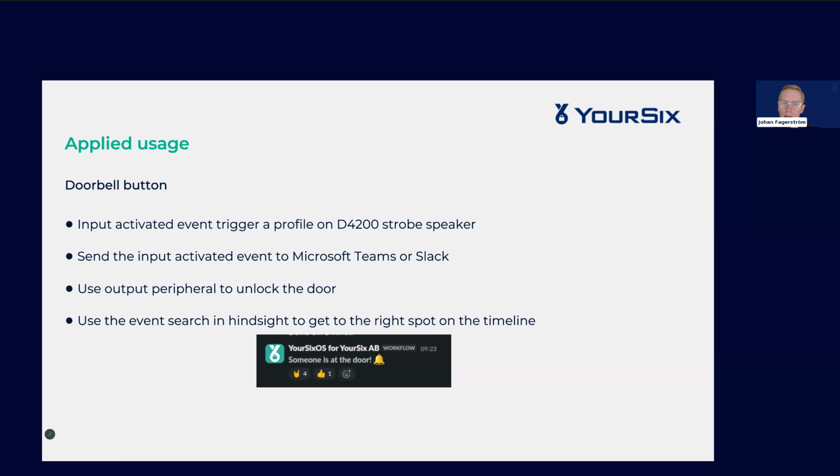The purpose of sending an event to Microsoft Teams or Slack could be, for example, in an office space where people are sitting in such a way that they don't necessarily hear that D4200 strobe speaker or don't see the door. So if people are working with headsets or something like that, then they will get a notification through Teams instead to let them know that someone is by the door. We actually have this in the Swedish YourSix office. So here is actually a notification in Slack. Someone is at the door, and yeah.